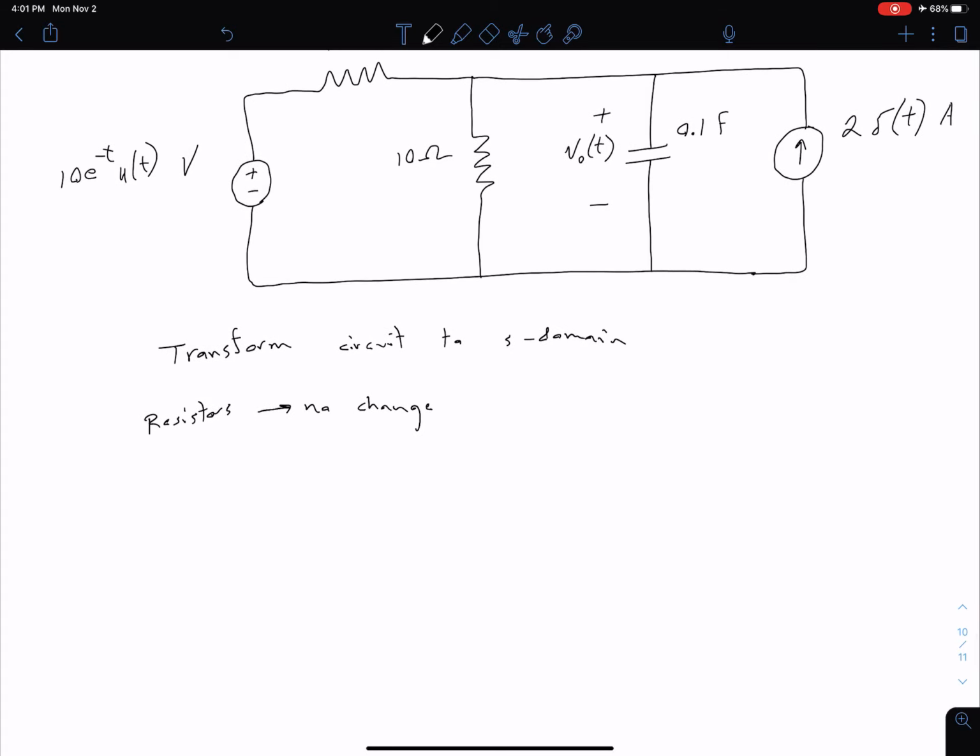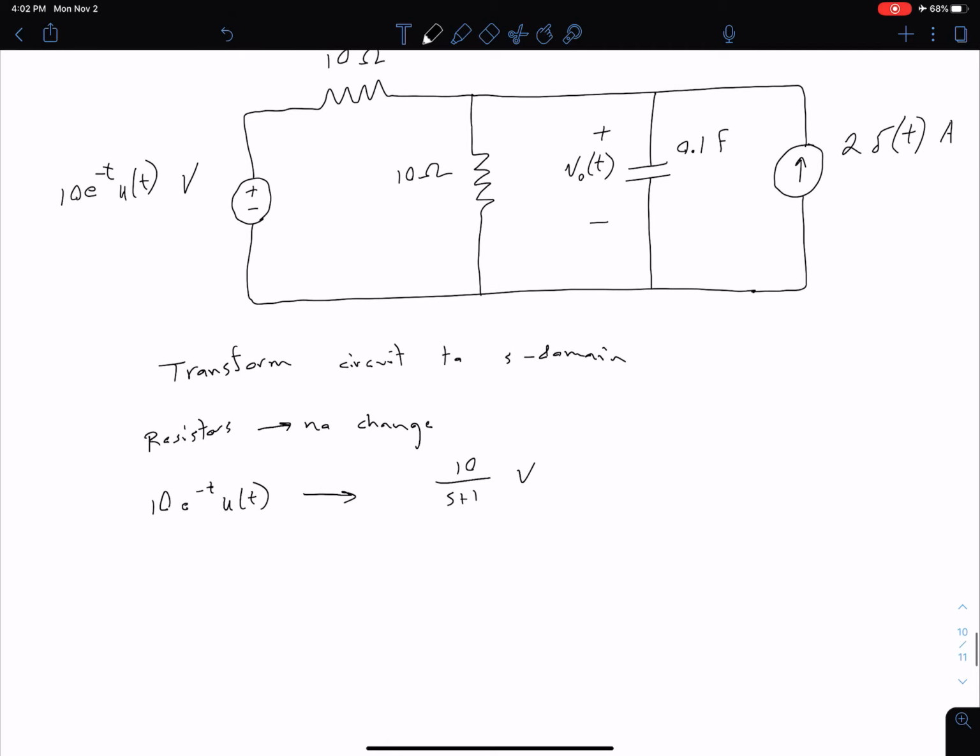For our voltage source on the left, we have 10 e to the minus t u of t, and so we can realize this by seeing we have a constant 10. We have this e to the minus t, which corresponds to a shift in frequency. We know that our u of t goes to 1 over s. So, using our table for Laplace transform pairs and knowing certain operational transforms, this goes to 10 divided by s plus 1, and the units of that would still be volts.